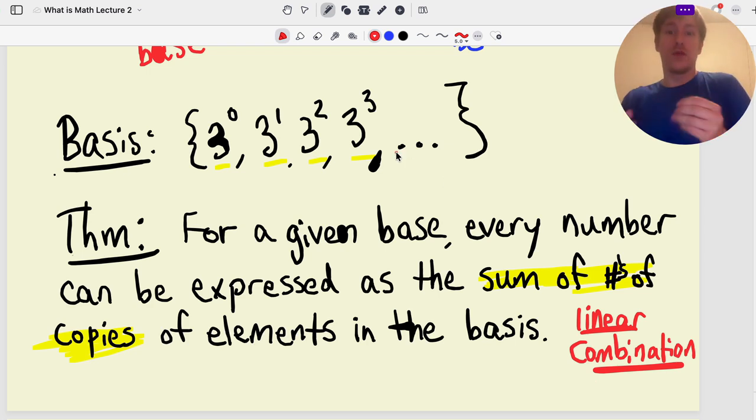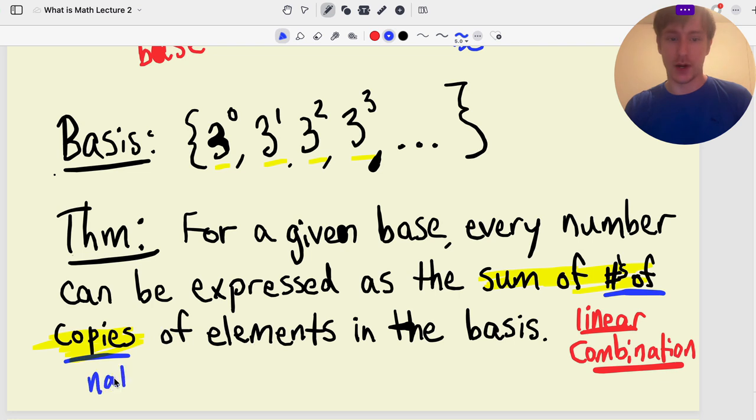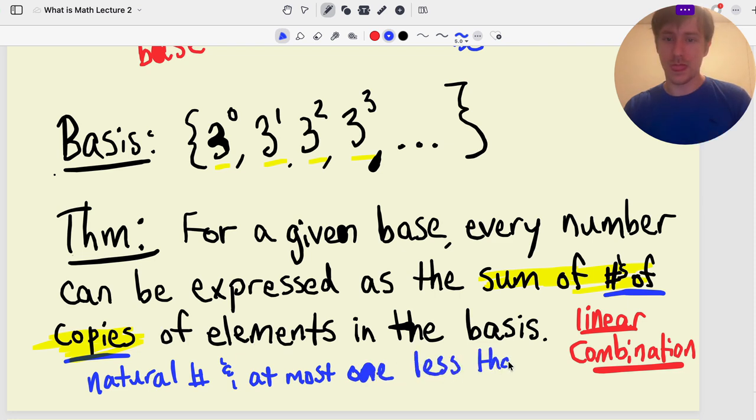Okay, and so I can actually put restrictions on these numbers of copies, because the numbers of copies, remember, must be a natural number, right? I can't have like a -5 number of copies unless we're talking about the integers, but that's a separate story. So they have to be a natural number, and it has to be at most one less than the base. I can always find some way of expressing that.